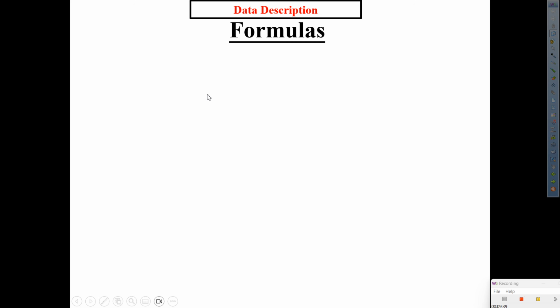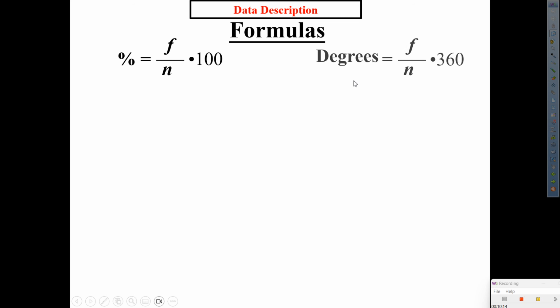First one, percent. To find the percent, we got the frequency divided by the number of data times 100. Guys, remember that one? I left you a video on the pie chart. Second formula, degrees, also for that pie chart, was frequency over the number of data times 360. 360 being what? Degrees. That is correct.